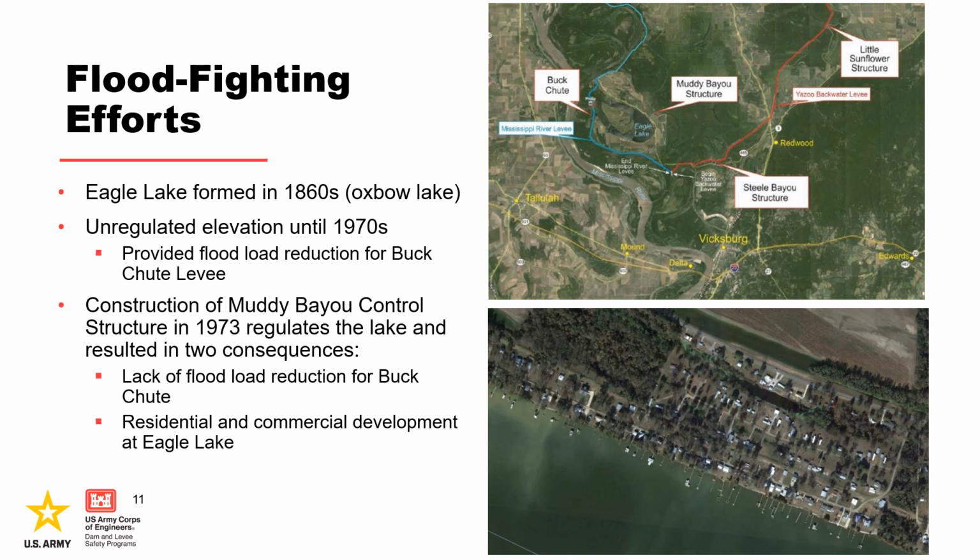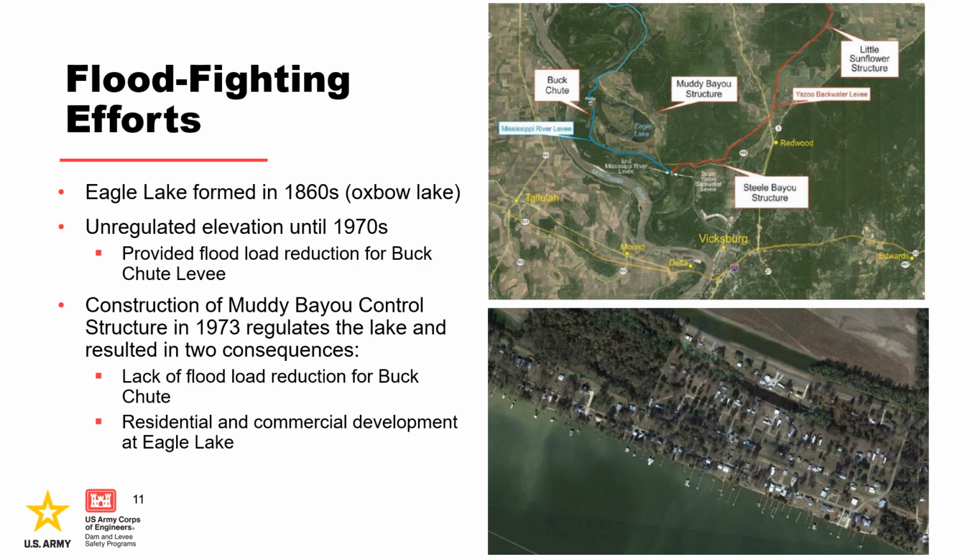Around 1973, the Muddy Bayou control structure was constructed as a fish and wildlife mitigation feature for the Yazoo Basin project to prevent agricultural runoff from the neighboring Steel Bayou from entering Eagle Lake. After construction of the control structure, the elevation of Eagle Lake became regulated with a dedicated water control plan that keeps the elevation relatively constant.